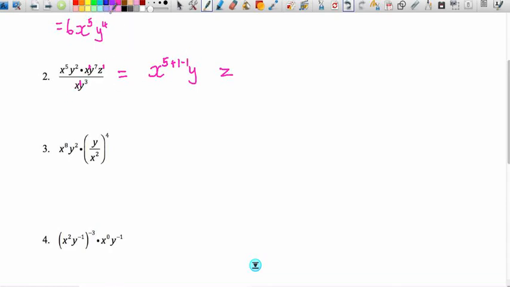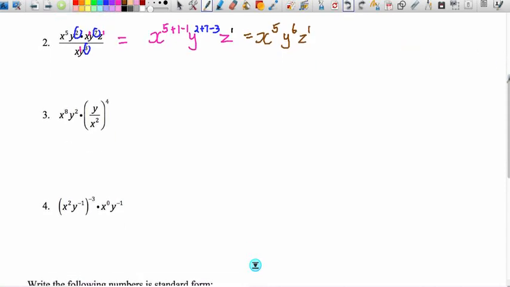And then I'll just change colors over here. For y, we have a y squared, a y to the 7, and a y to the 3. And so we're going to say y to the 2 plus 7 minus 3. And lastly, for the z, we only have a z to the power of 1 in the numerator. So I'm just going to leave that as is. And now I'm just going to add and subtract my exponents. So I have x to the power of 5, y to the power of 6, z to the power of 1.